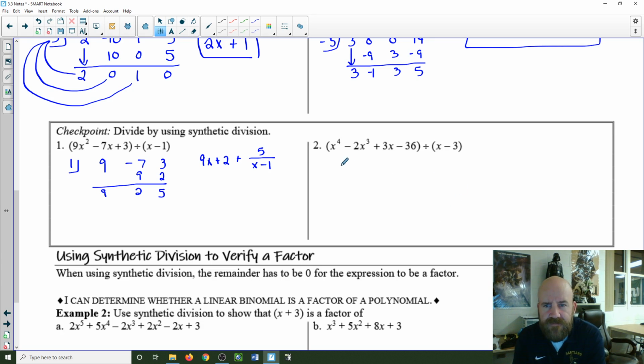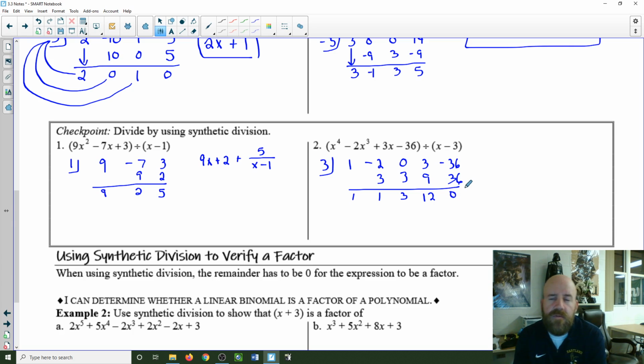Then the next one, we go 3. We got a 1, a negative 2. We're missing an x squared, so we go 0, 3, negative 36. So 3 times 1, add them up. 3 times 1, add. 3 times 3, add, and 3 times 12. We get 0 there, so 0 remainder.